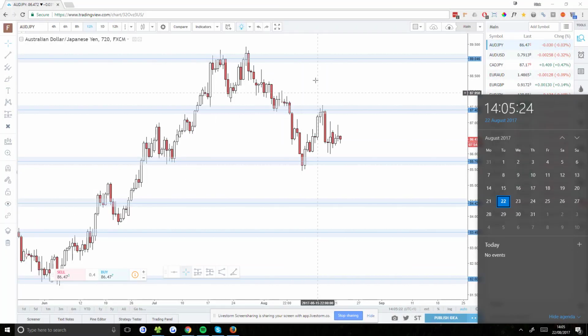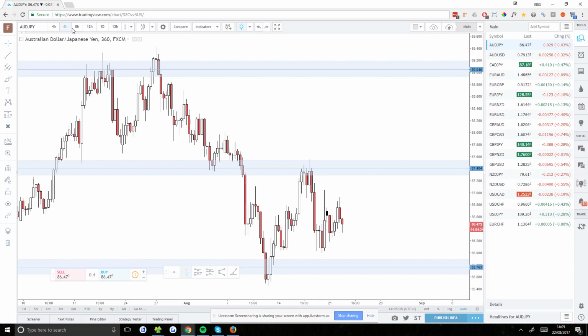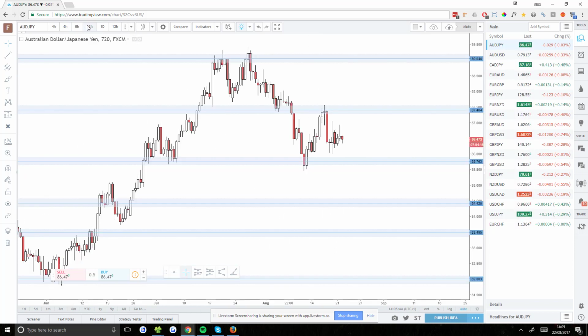Today is Tuesday, the 22nd of August, 2017, and the time is 14:05 here in the UK. You're looking at an USDJPY 12-hour chart. So let's get started with the analysis. I think it was on Thursday's analysis I mentioned a potential short here. Did anyone enter that? I didn't enter it. Seems to have worked out quite well.